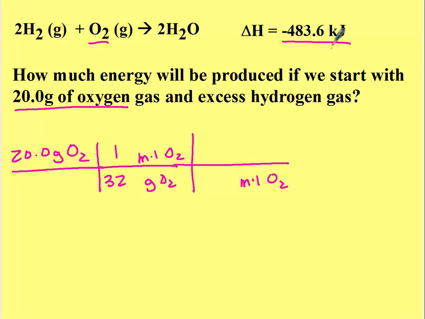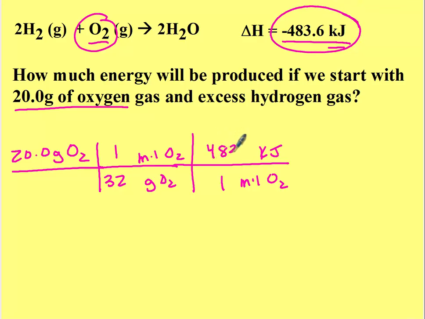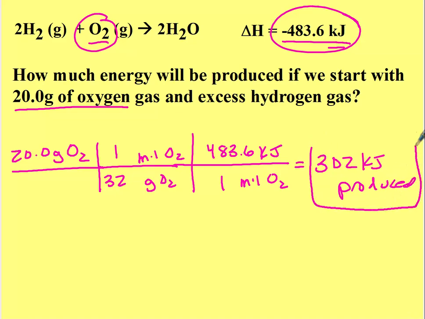So we have moles of oxygen and we're trying to go to energy, which in this problem is kilojoules. Our coefficient is a 1 for oxygen, and our kilojoules is 483.6. So 302 kilojoules will be produced. We also could say negative 302, but since the problem says that it'll be produced, I like to put the word produced instead of negative, since you can't have negative energy produced.